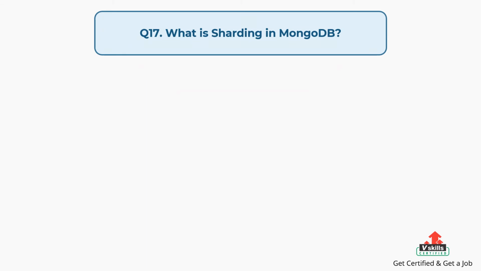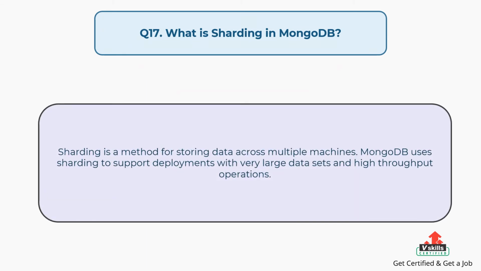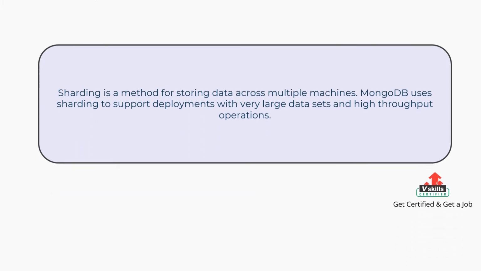Question number 17. What is sharding in MongoDB? The answer is: sharding is a method for storing data across multiple machines. MongoDB uses sharding to support deployments with very large datasets and high-throughput operations.